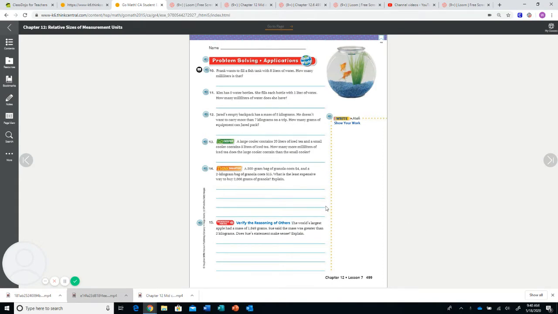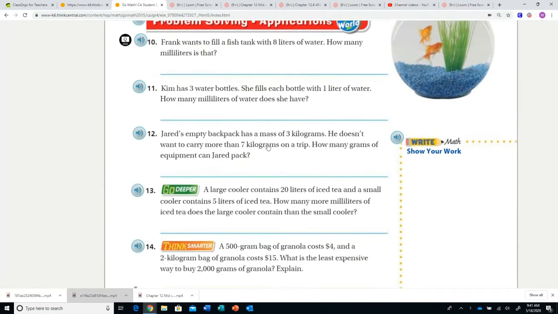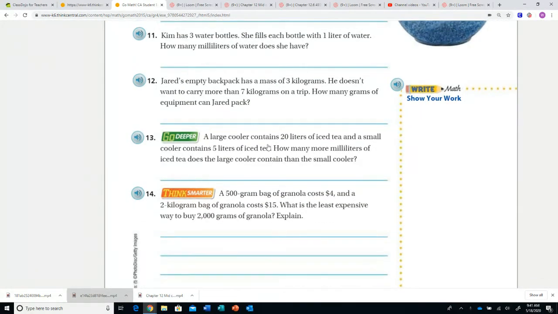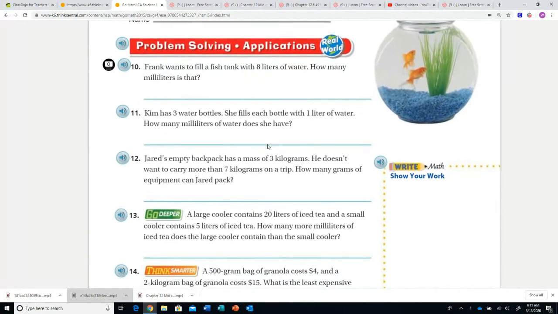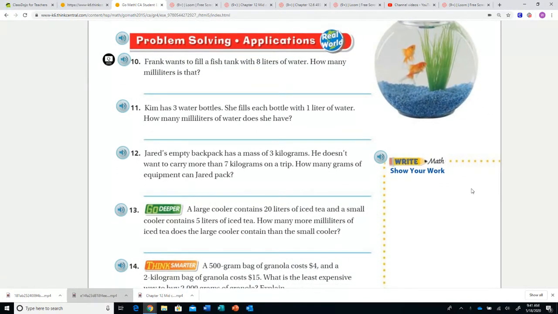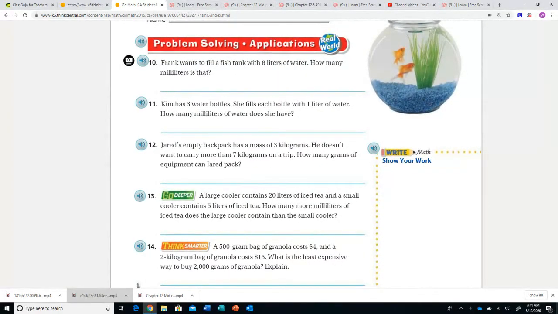Here's where our problems begin. So starting on page 499, we're going to take a look at the problem solving application for lesson 12.7. All right, let me try to get as many questions as I can in here. Let's see if I can get all the way down to 14. Yay.